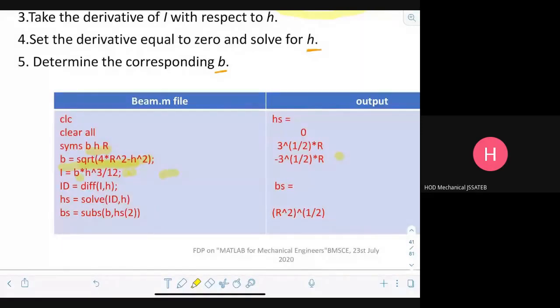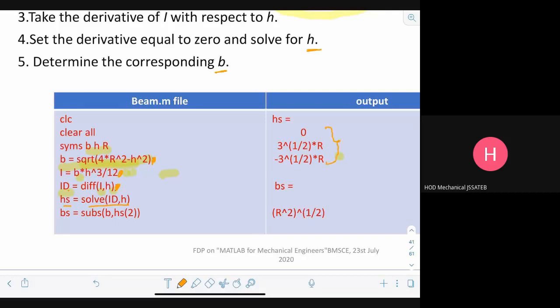Now, I need to differentiate this expression with respect to H. Therefore, I'll say the first differentiation is the differentiation of I with respect to H, and you get an expression. Better, when running this program, remove the semicolon here and here. You will get this equation, and that should be equated to 0. So we have HS equals solve ID, the equation that you have obtained for H, and you would have got these three values.